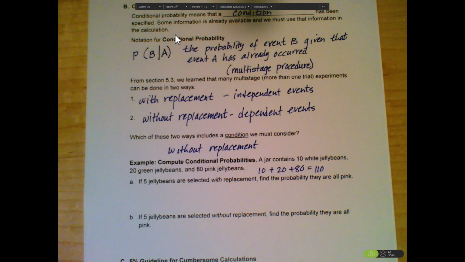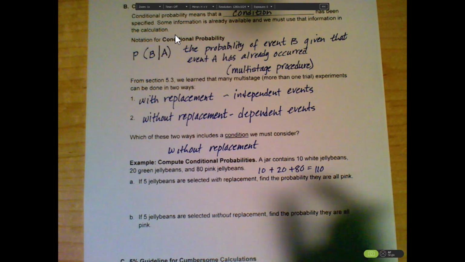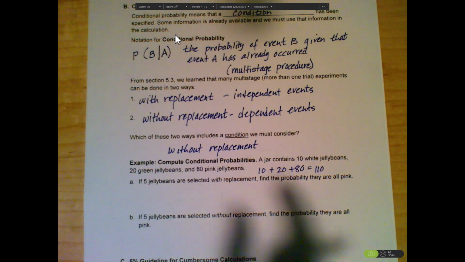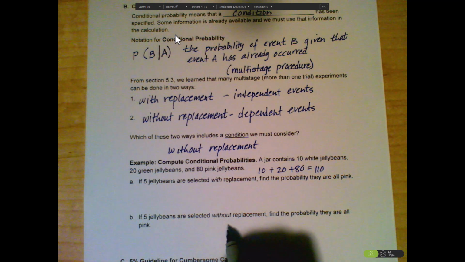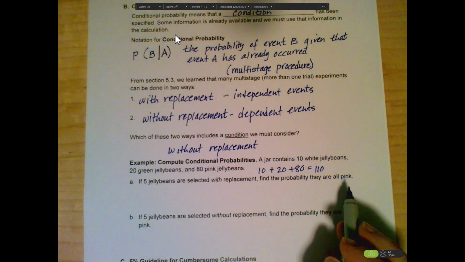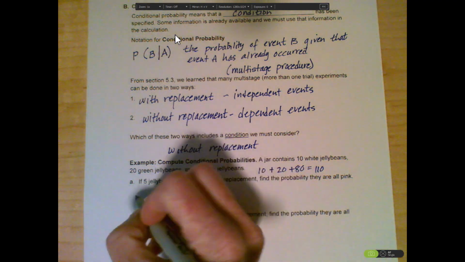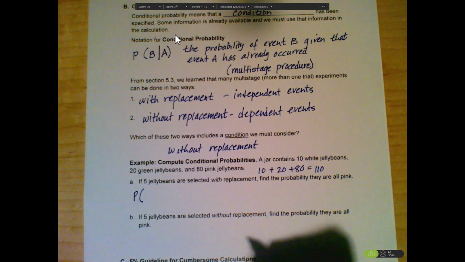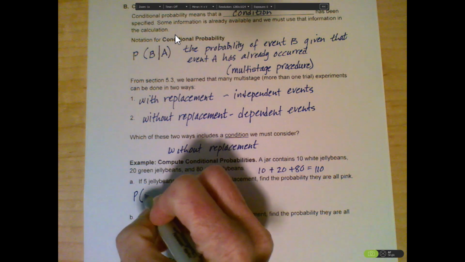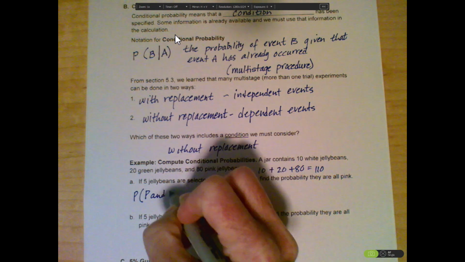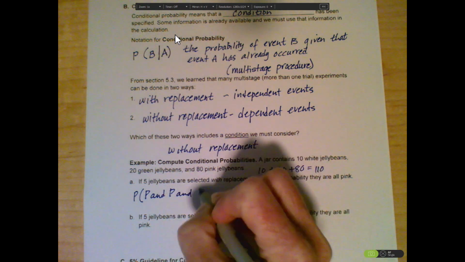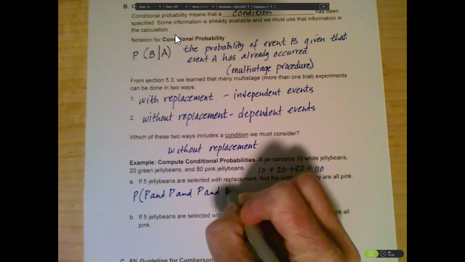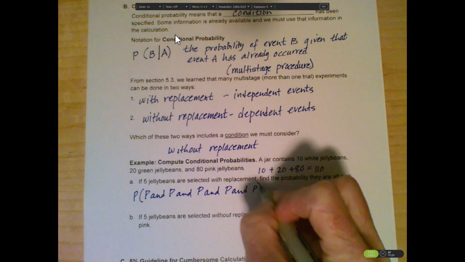If 5 jelly beans are selected, and this is one at a time, you're not just reaching and grabbing 5 in one swoop. 5 jelly beans are selected with replacement. So you pull out a jelly bean, you note the color, you throw it back in. Okay? With replacement, find the probability that all 5 are pink. So we want the probability of, and I'm going to use a P to represent the color pink, the first one's pink, and the second one's pink, and the third one's pink, and the fourth one's pink, and the fifth one is pink.